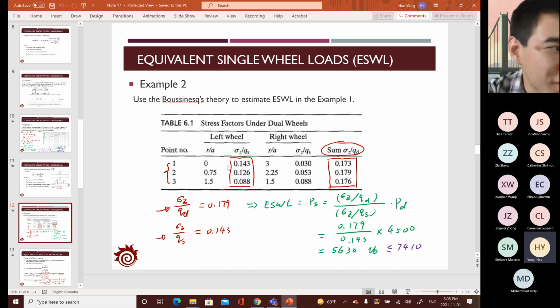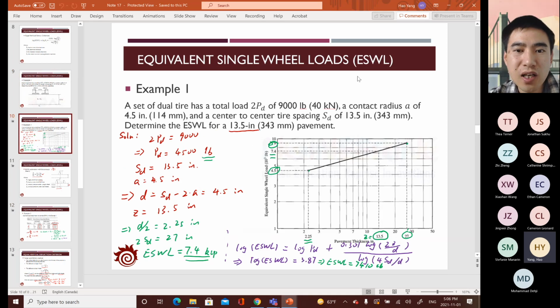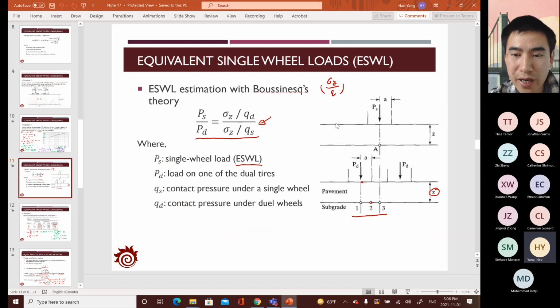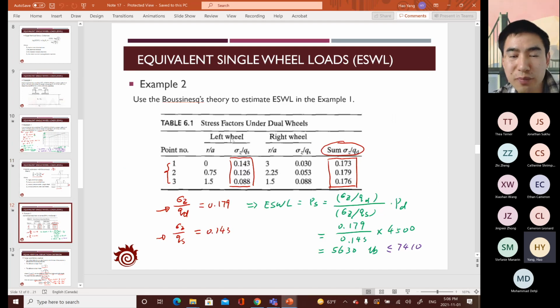I'll just go through these notes and make sure I go through the right steps. Basically, if we are using the Boussinesq theory to estimate the ESWL in this first example, we need to measure the vertical stress at these 3 points with respect to the contact pressure at the single and the dual wheels. So this value could be measured from the experiment.